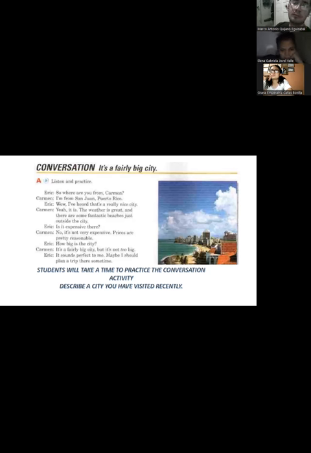¿Y qué tan grande es la ciudad? Well, it's a very big city. Es una ciudad bastante grande. But it's not too big, pero no es tan grande. It sounds perfect to me. Suena perfecto para mí. Maybe, que en inglés es como decir tal vez o pueda ser. Tiene esos dos significados. Maybe I should plan a trip there sometime. Tal vez debería planear un viaje ahí alguna vez.